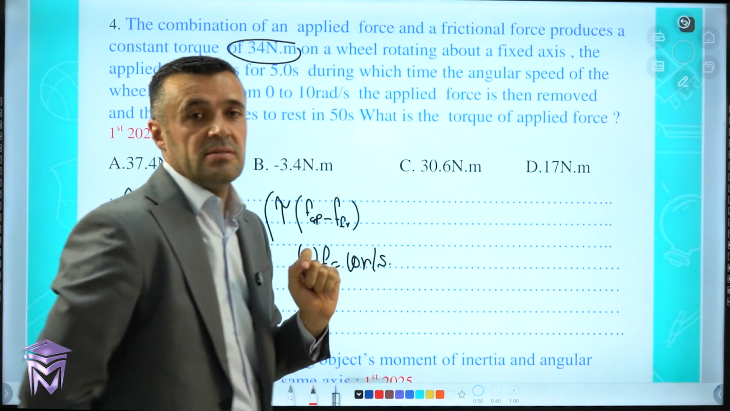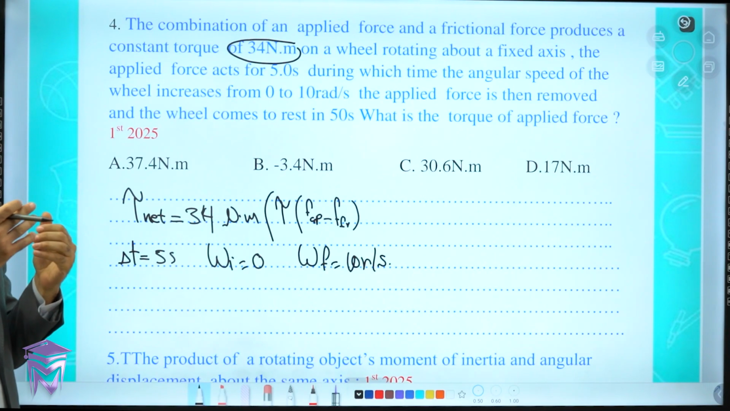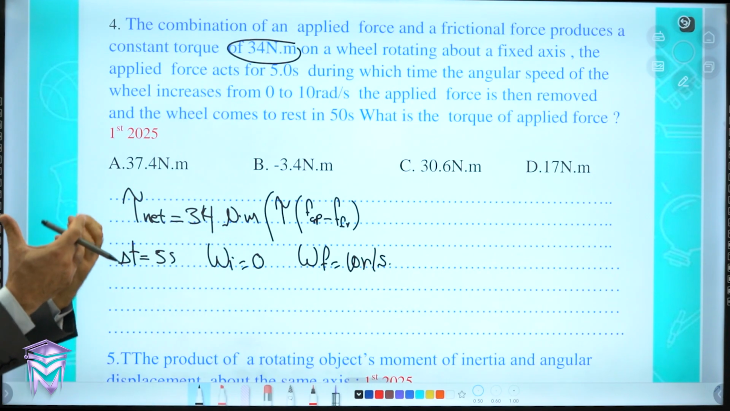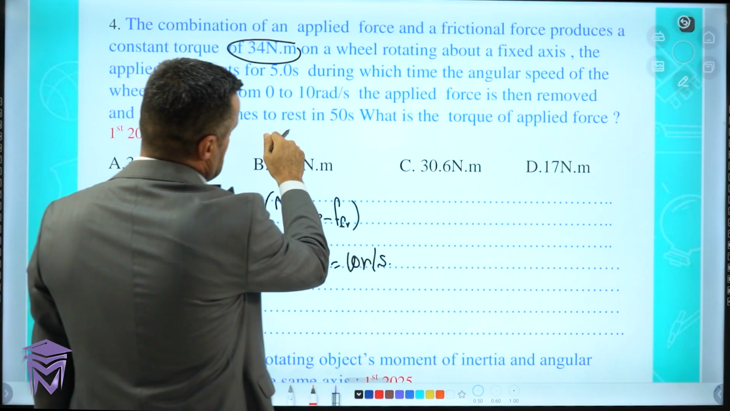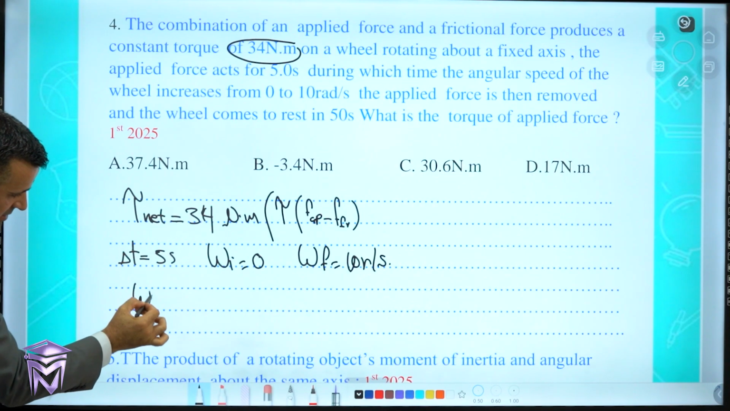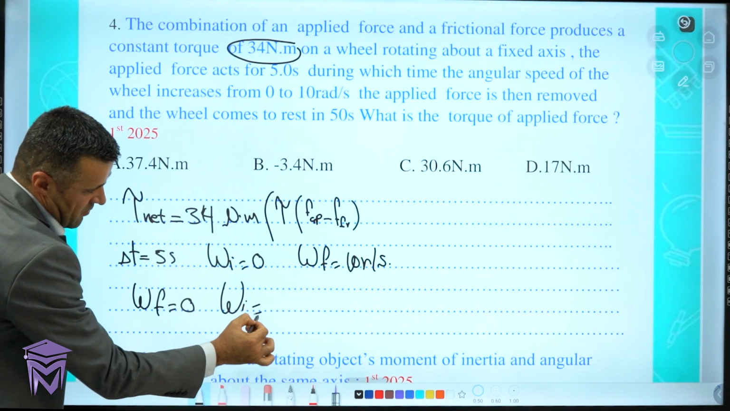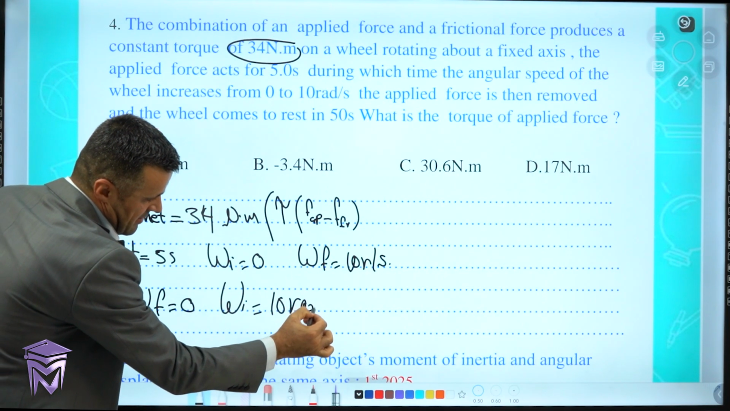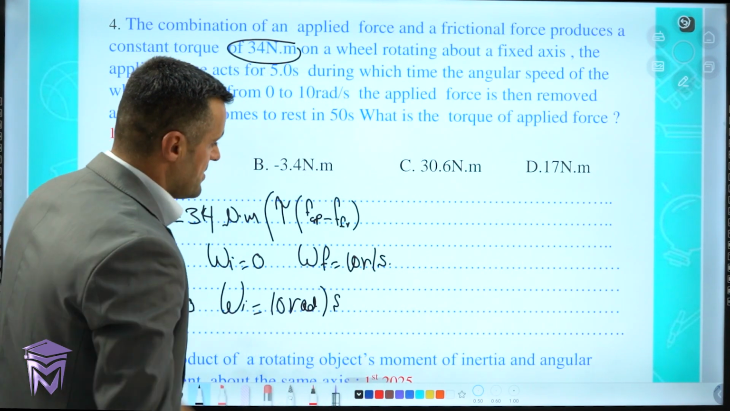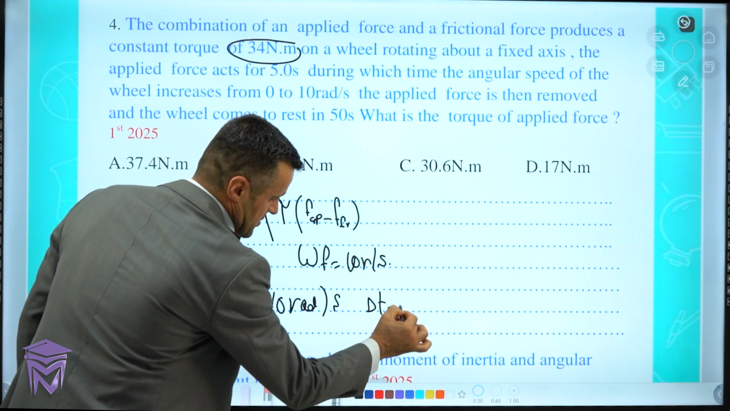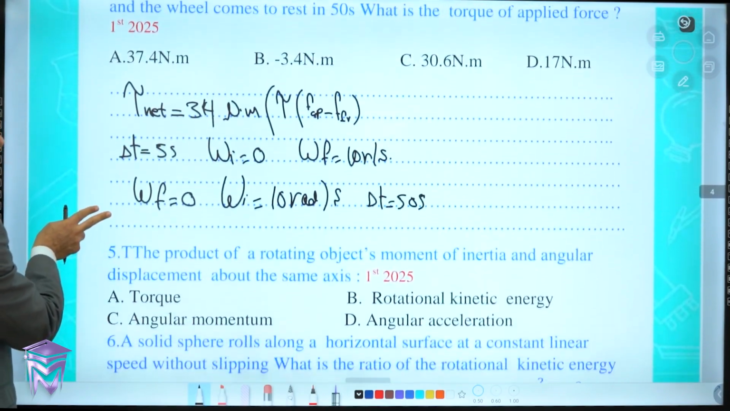The applied force is then removed. We know that when the force is removed, the motion of the wheel begins to slow down, and the wheel comes to rest. Comes to rest means omega final equals 0. So the omega initial equals 10 rad per second, in an interval time delta t equals 50 seconds.